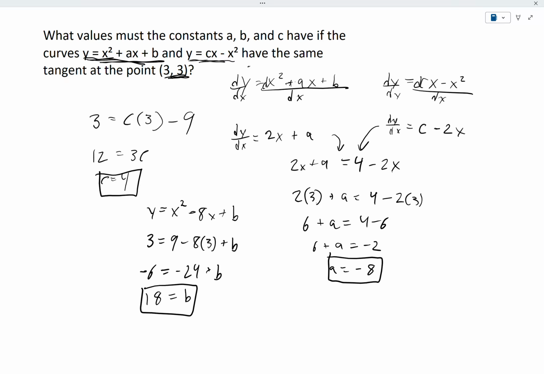So as you can see, all I did was take a couple of derivatives and just plug in 3 for x and y, since that's the point (3, 3) that both of these curves have where their derivatives are equal to each other. So that's all there is to it.